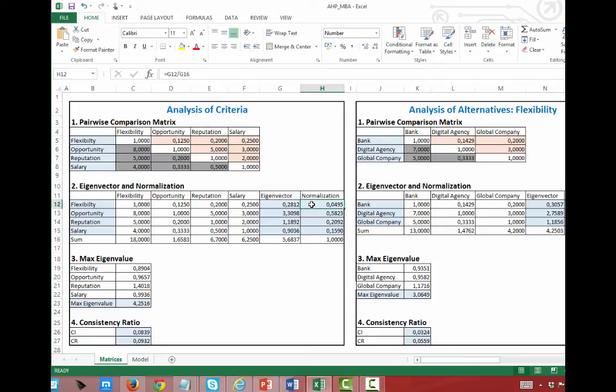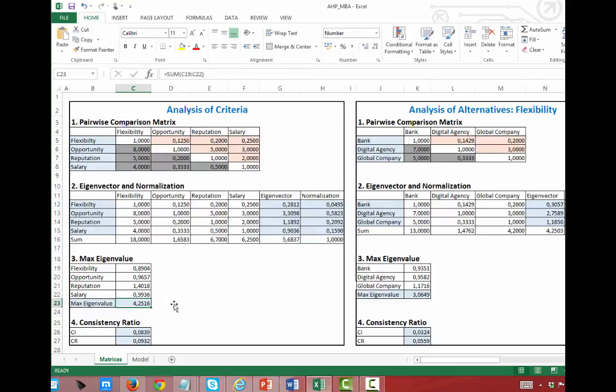Next, we move to chart 3, which is the basis for calculating consistency in AHP. The eigenvalues of each criteria are obtained by multiplying the priority vector, or the normalized value above, by the sum of values corresponding to that same criteria. Please notice the formula here. Then, we calculate the maximum eigenvalue, simply by adding the obtained eigenvalues.